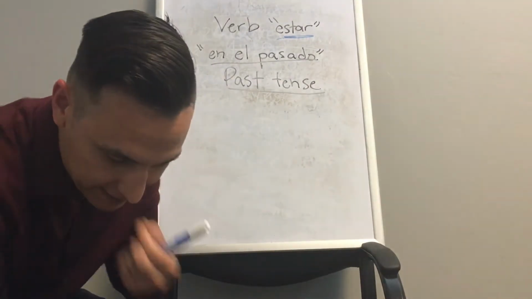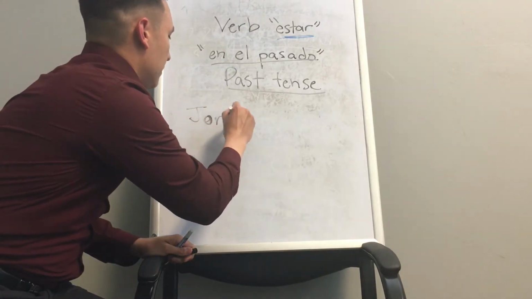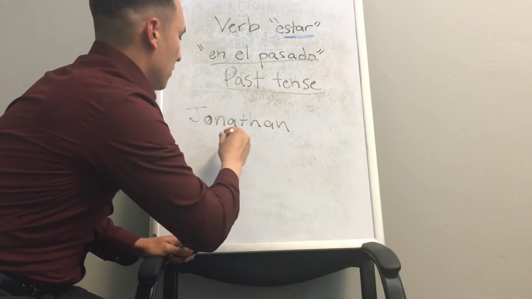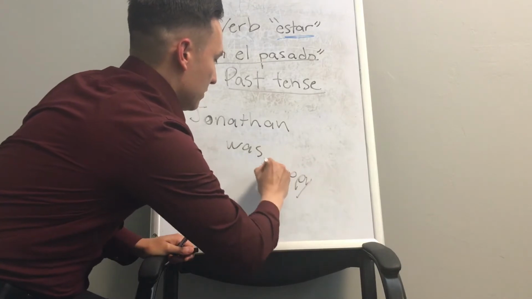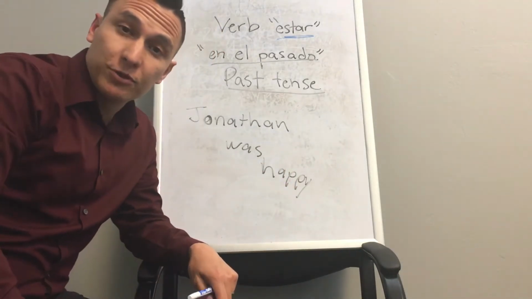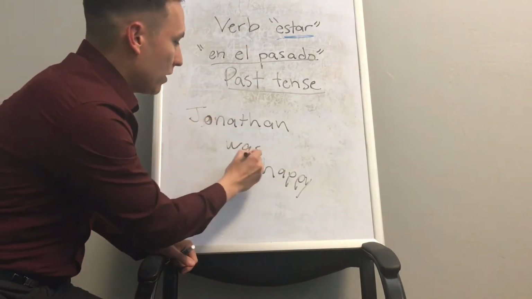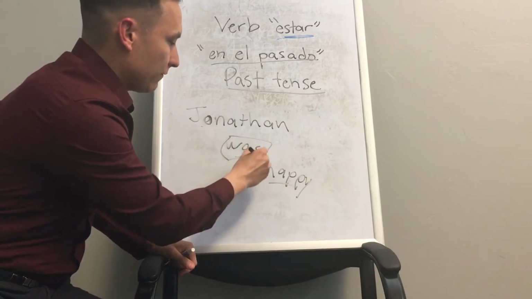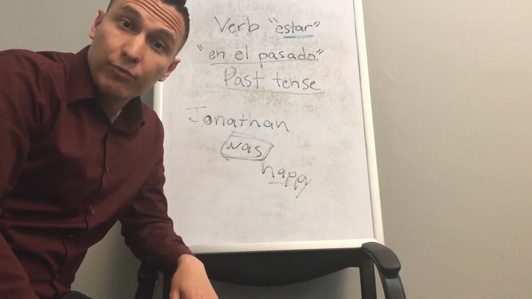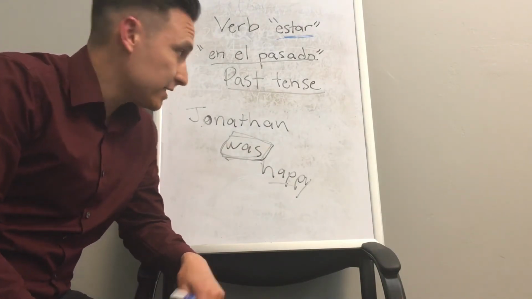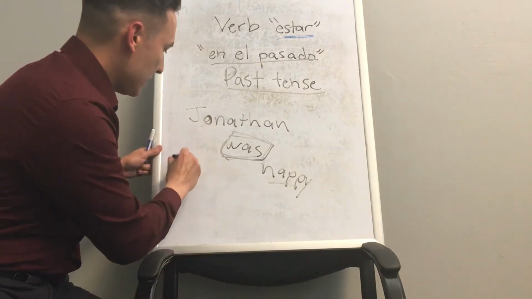So first we're going to go like this. Jonathan was happy. And I'm going to put these down below in the description so you can read them afterwards, but just follow along for now. Jonathan was happy. So as you can see, we use the verb to be, was. Jonathan was happy. Now if we wanted to do it in the pronoun version, if we wanted to replace Jonathan, hopefully you remember the pronouns. Instead of Jonathan, we would do he.